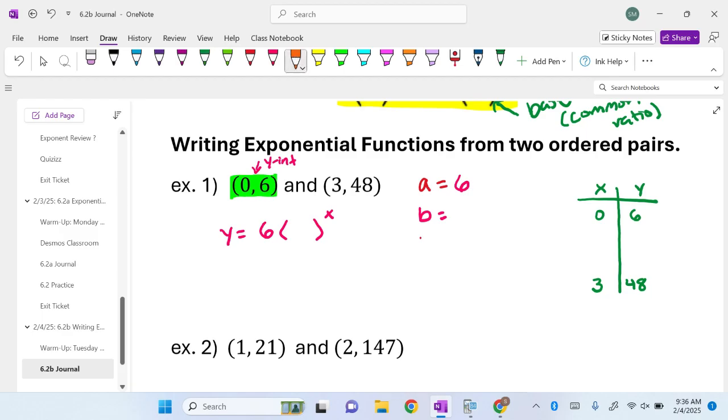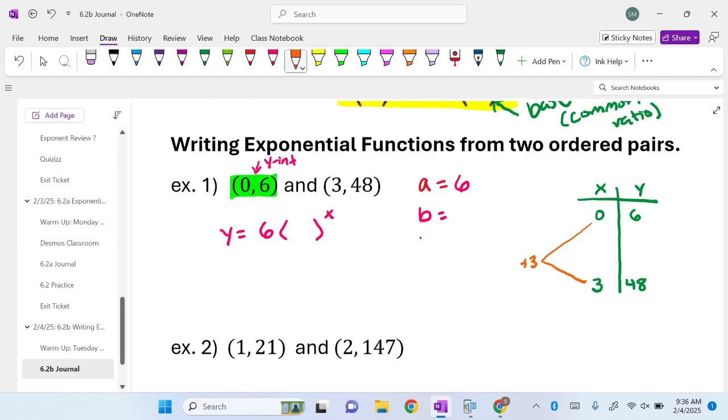So let me ask you this. What do I need to add to 0 to get 3? 3. So we're adding 3 to get from 0 to 3. So in other words, we're going in 3 steps.